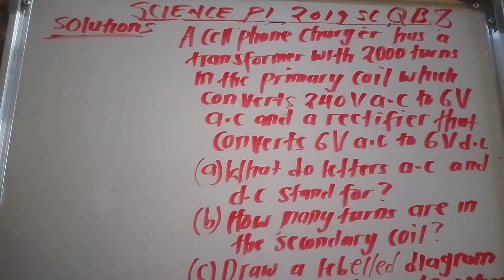Okay, so we are doing question B8 of Science Paper 1, 2019 School Certificate. Last time we were doing question P7, which was based on electricity. So make sure you watch that video in case you haven't watched it, and you get some important concepts.